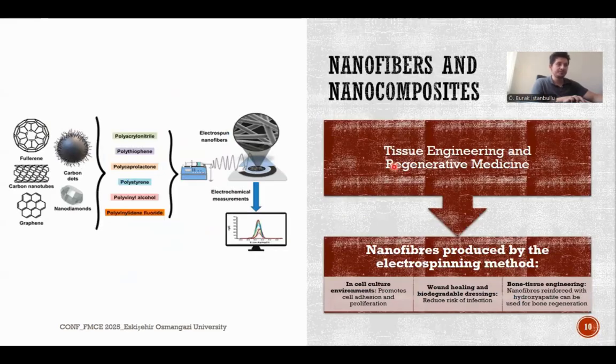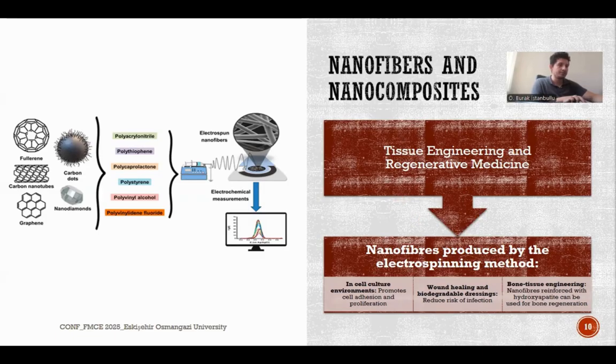Electrospinning produces nanofibers that mimic natural tissue structures. In cell culture environments, these nanofibers promote cell adhesion and proliferation. So this supports the tissue growth.